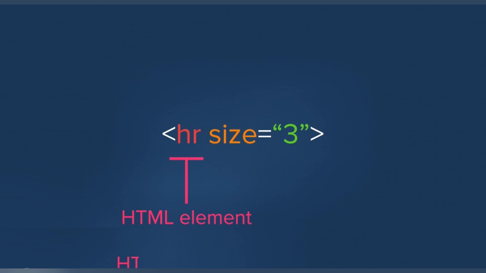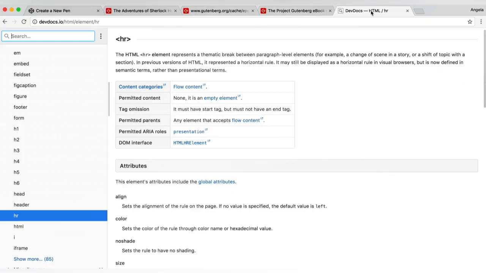Now, the second part inside the angle bracket, or inside our tag, is new. And this is called an HTML attribute. It basically gives more information to the browser to specify modifications to that HTML element. So in this case, we're saying that we want a horizontal rule, but we want it in size 3. Now, what does size 3 mean? And how do we know that we have these HTML attributes available to us? You've guessed it, we're going back to the documentation.